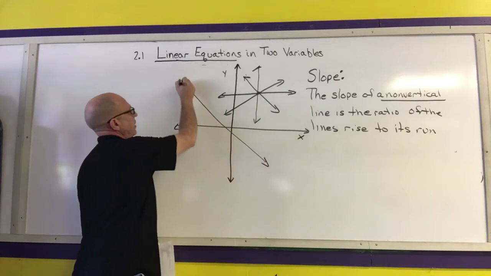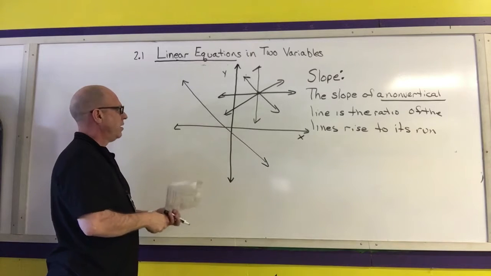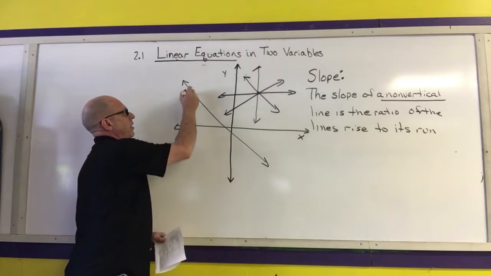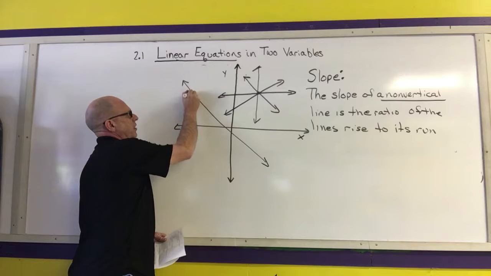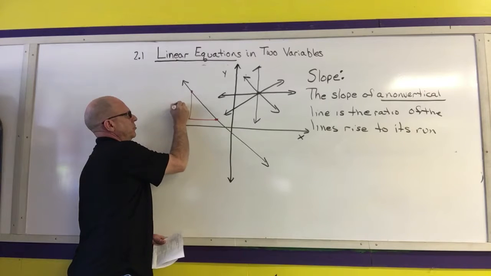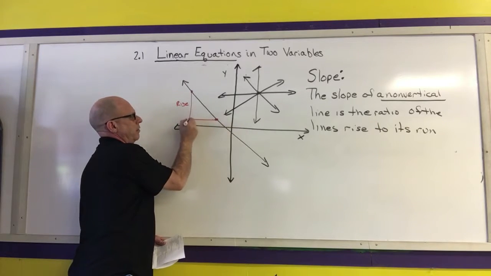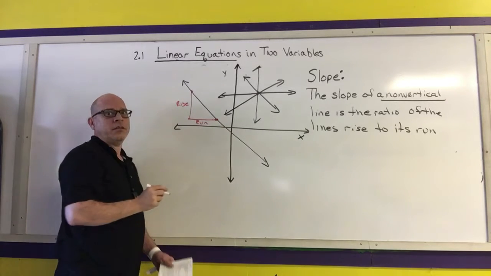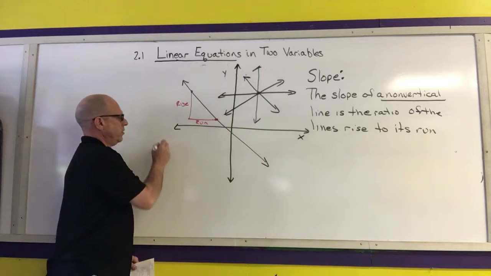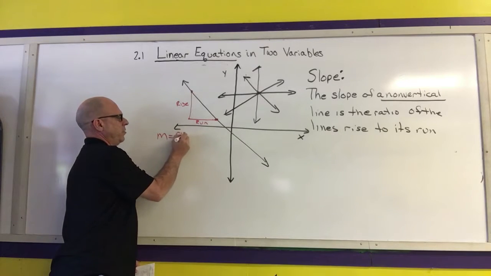for example, this line right here, we define the ratio as how much it changes in the vertical direction from one point to the next. This distance right here, we're going to call its rise. And how far it changes horizontally from one point to the next, we call its run. The typical equation that you have used is, the slope is equal to the rise over the run.